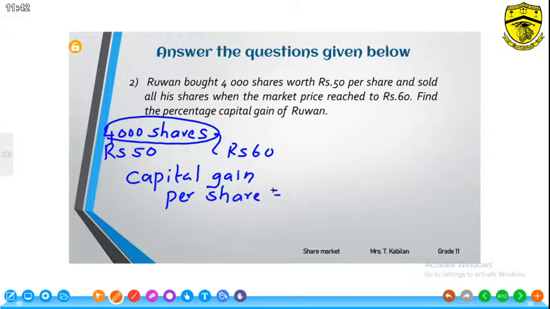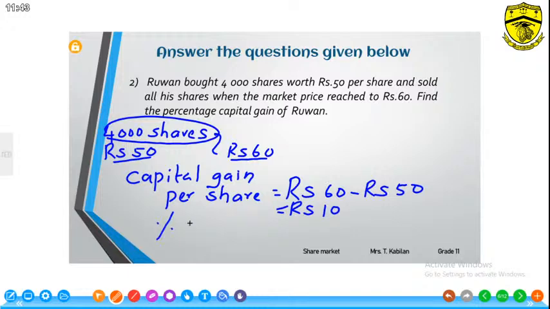First of all, find the difference between the purchase amount and the selling amount. So here the purchase amount is given and the selling amount is also given. So we have to find the difference between the two amounts. So rupees 60 minus rupees 50 is rupees 10, which is the capital gain per share. From this capital gain per share, we can find the percentage of capital gain easily, right?